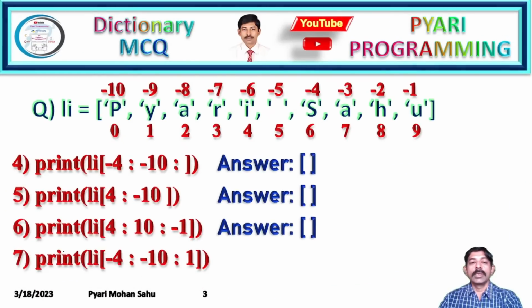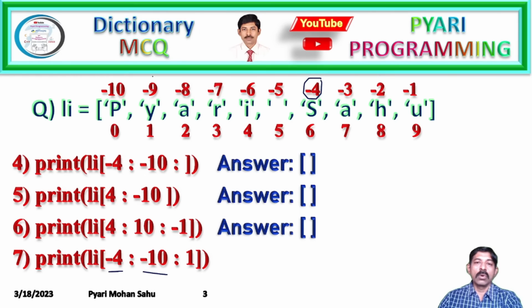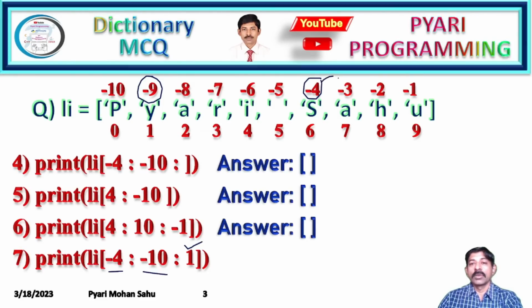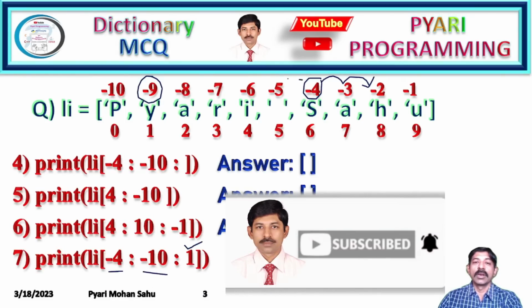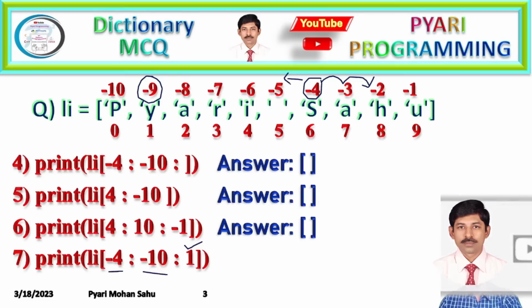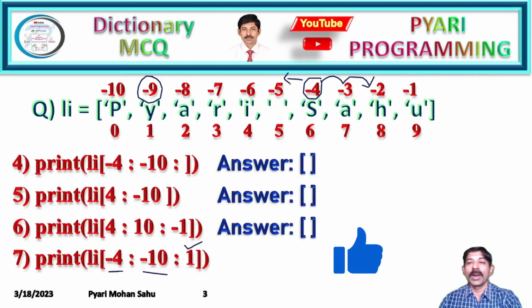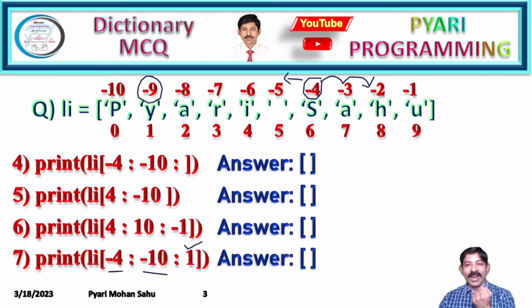Next question: start is minus 4 this time. Circle at minus 4 because it is included. Stop is minus 10. Minus 10 is excluded, so I will stop at minus 9. Step is given over here, it is positive 1. So minus 4 plus 1 is minus 3, then minus 2. I am moving in the right direction, but the stopping condition is in the left direction. So again, I will not get any output. Empty square bracket. We did it.